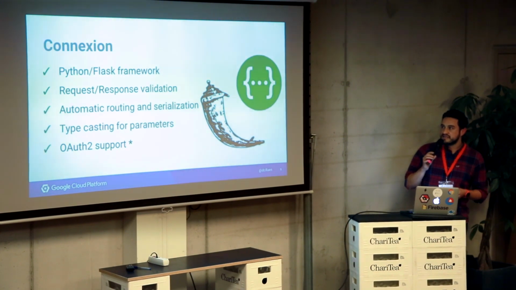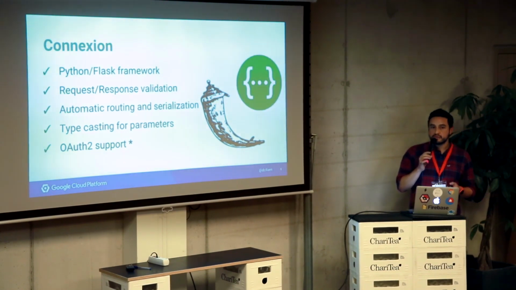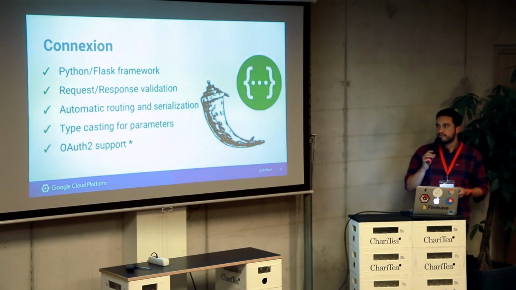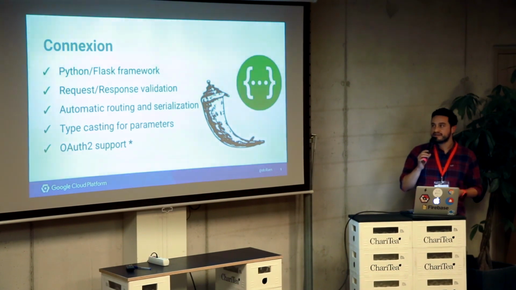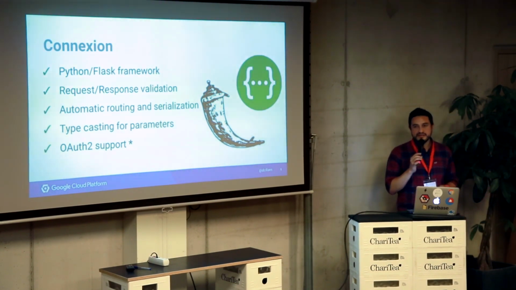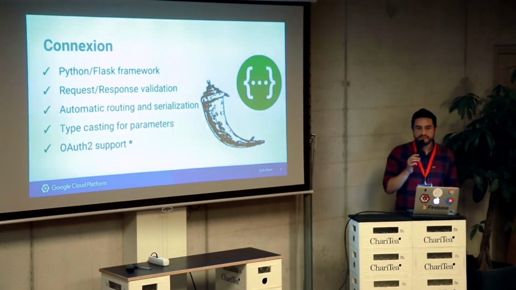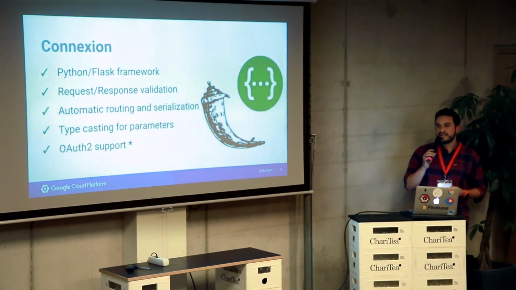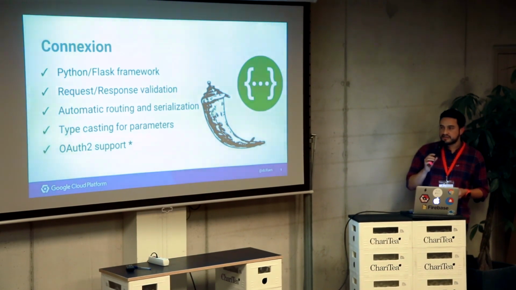It also does automatic routing. That means that you declare which Python function will handle the request, and Connexion will route the request to the appropriate handler. It also performs typecasting, for example, for parameters. That's useful if you are expecting, for example, booleans or integers, and you don't want to do the transformation inside of your code. Connexion will do that automatically. And it also has some OAuth support for authentication, but we will talk about that later.